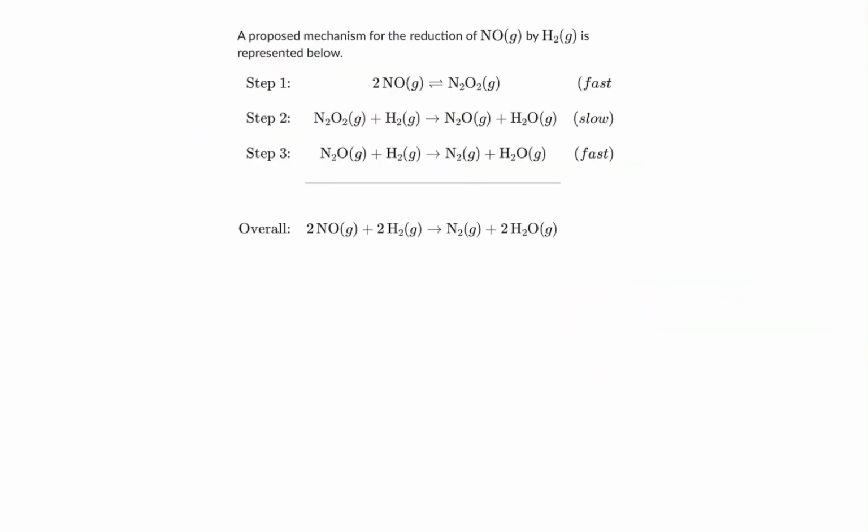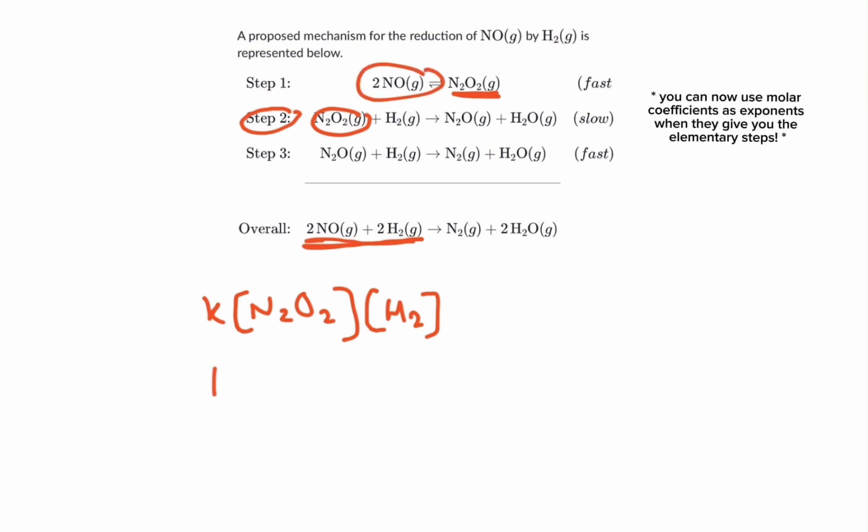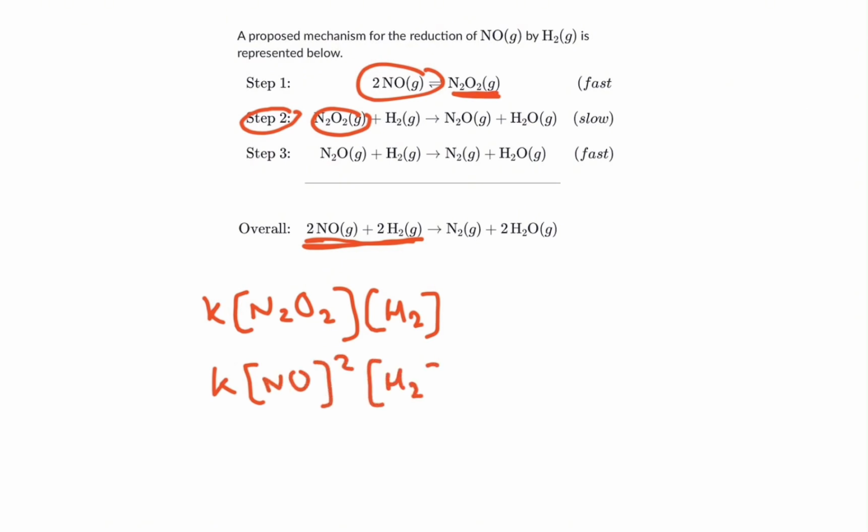Okay, last problem. We are given this 3-step equation which has a slow step on the second step, and we're trying to find the rate law equation. So since we know that it's based off of the slow step, then we can do N2O2 and H2. But N2O2 isn't even a part of this overall reaction. So you want to take this, which was an intermediate from the first step, and we're going to instead replace N2O2 with 2NO. So now we rewrite it as NO squared H2. And that is basically our rate.